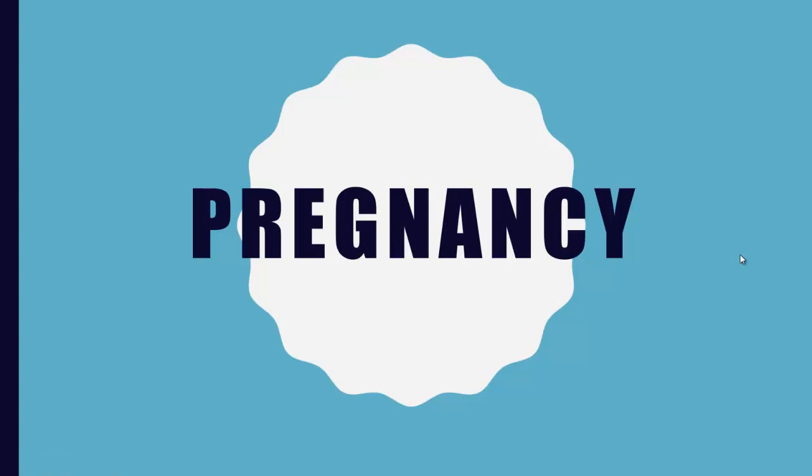Alright, so today in this video we're going to discuss pregnancy. Pregnancy is also known as gestation, which is the presence of developing offspring in the uterus resulting from fertilization and typically will last 38 to 40 weeks. Pregnancy is divided into 3 trimesters: first trimester, second trimester, and a third trimester.